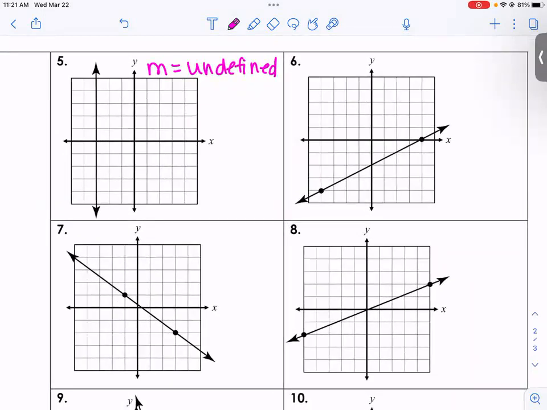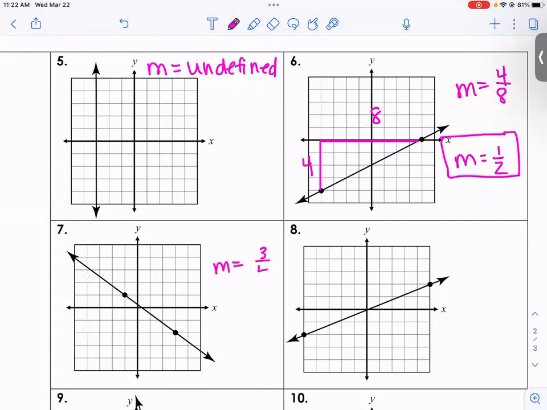Arislin, what'd you get for number 6? Arislin got 1/2. It looks like there's a rise of 4 and a run of 8. So when she simplified 4 over 8, she got 1/2, and it's positive. Yes, excellent. Trent, what is our slope for number 7? 3 over 4. There's a rise of 3 and a run of 4.